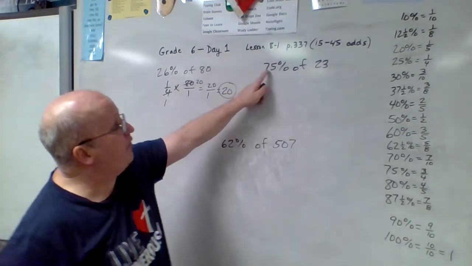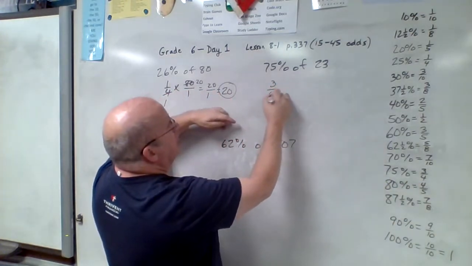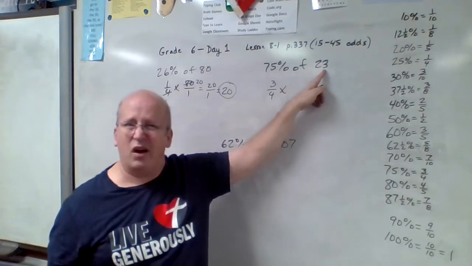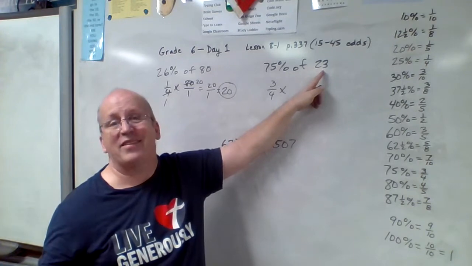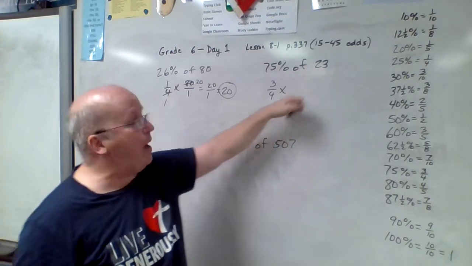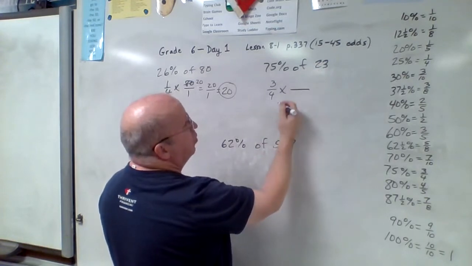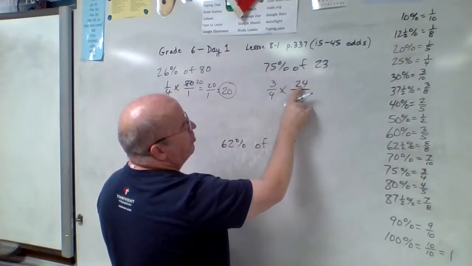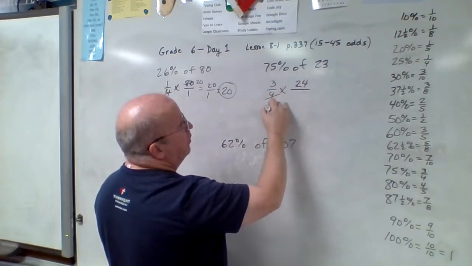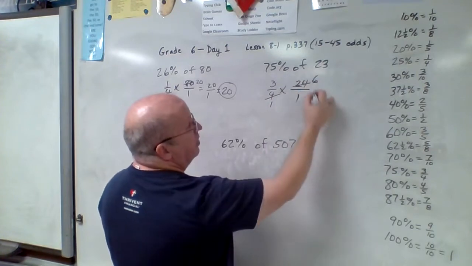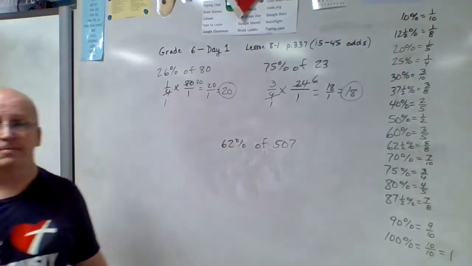Second problem, 75% of 23. That's very close to 3/4. But 23 is kind of a hard number to work with in this, since we're supposed to be estimating and we don't need an exact answer. What I'm thinking about in my mind is, what can I change 23 to make it really easy to work with? And I realize that if I change it to 24, then I can cross simplify with this 4 very easily. And so I do that, and I get 18 over 1, or just plain 18 as our answer.